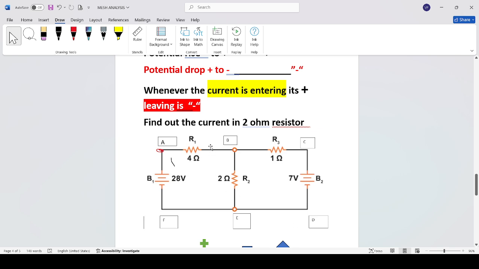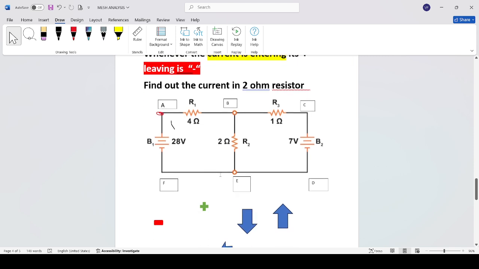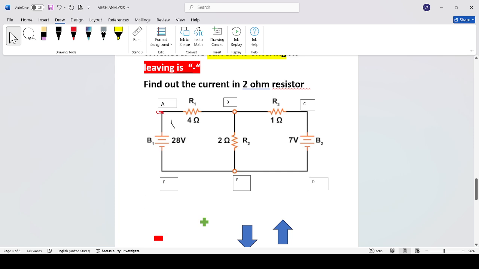Then I need to write the current. First I have taken the loop A, B, E, F, A. There are two loops. The first one is A, B, E, F, and the second loop is B, C, D, E, B. For each loop we are going to apply Kirchhoff's voltage law and solve the problem. First I am going to assume the current.